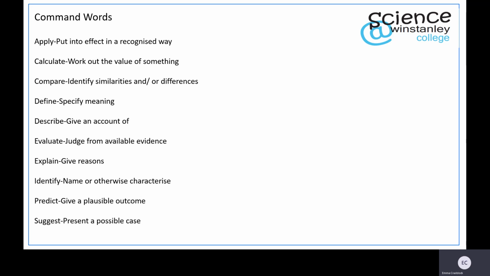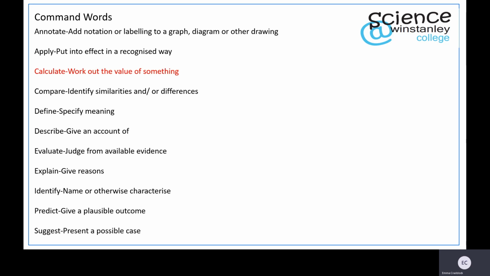Identify is to name or otherwise characterise. Predict is to give a plausible outcome using your knowledge. And suggest is to present a possible case. However, you must draw on your scientific knowledge for this. Now, if you would like to know more about application questions, there is another PowerPoint which is about application questions. So do watch that to help you answer those. But today, we will be focusing on calculation questions, so working out the value of something.